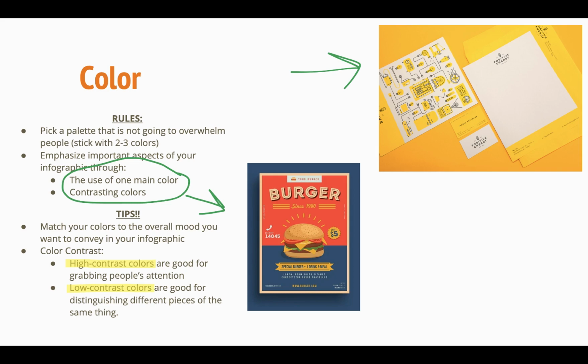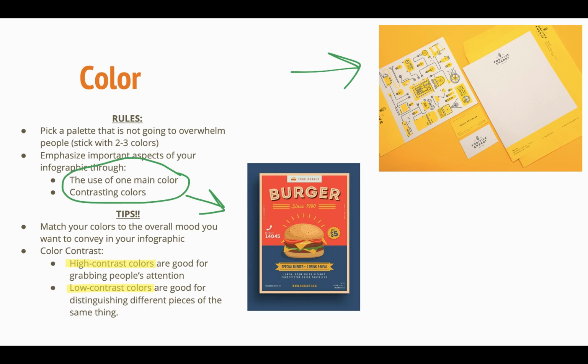So let's look back down here with the burger example. This is an example of high contrasting colors. We've got the red and we've got the blue. Those are not shades within each other. They are 2 separate colors that help emphasize what's around it. Versus low contrasting colors, those are where we would use the same color but different shades, but that could help us distinguish different pieces of the same thing.